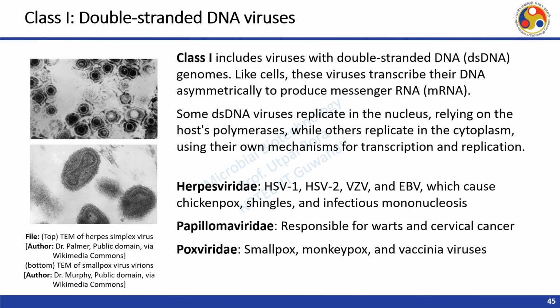Examples include Herpesviridae, HSV 1, 2 and EBV, which cause chickenpox, shingles and infectious mononucleosis. Then we have Papillomaviridae, these are responsible for warts and cervical cancer. Then Poxviridae, this causes smallpox, monkeypox and vaccinia viruses. In this picture we can see the electron micrograph image of a herpes simplex virus on the top, and in the bottom we can see the smallpox virus.